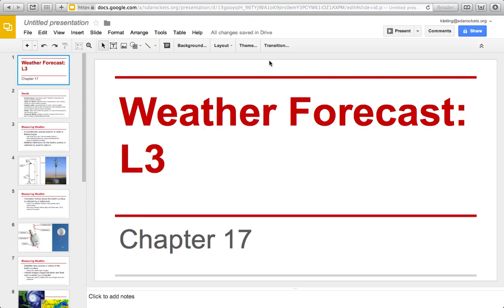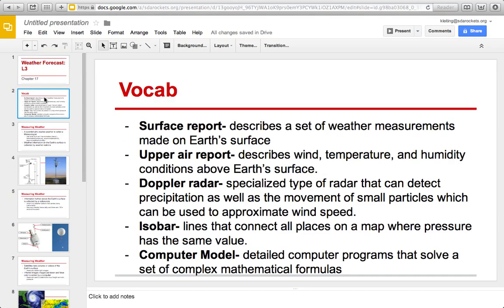Alright, lesson 3 is over weather forecasting. So for your vocab, you have a surface report, which describes a set of weather measurements made at the Earth's surface. Pretty self-explanatory there. Upper air report is the same kind of thing. It describes wind, temperature, and humidity conditions above the Earth's surface.